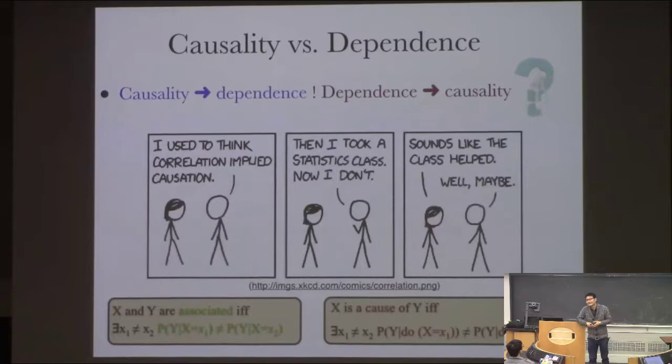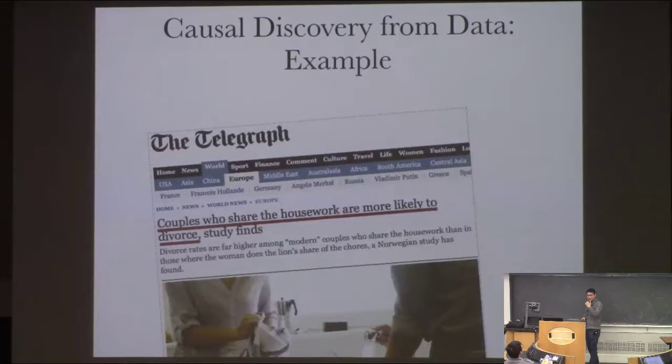So we care about the causality. And that's why you can see we have a lot of scientific papers and a lot of news talking about causality. This one is particularly interesting. In the Telegraph, they said, oh, couples who share their housework are more likely to divorce. So immediately, you may think, oh, this is a causal claim, this is a causal connection.